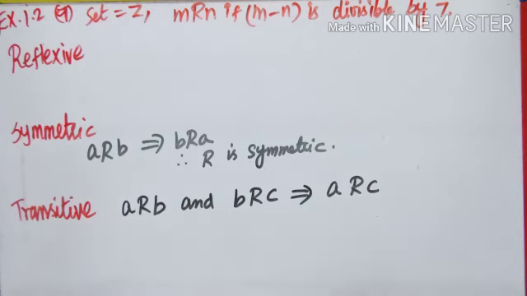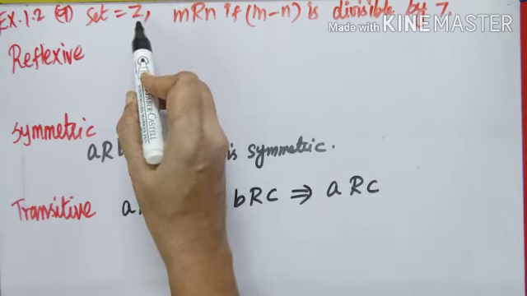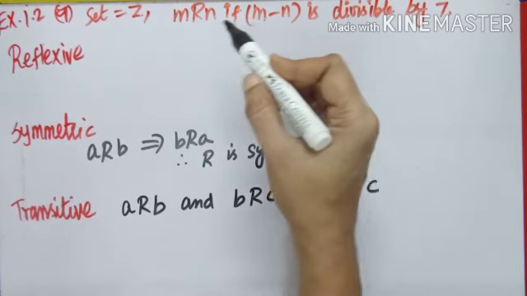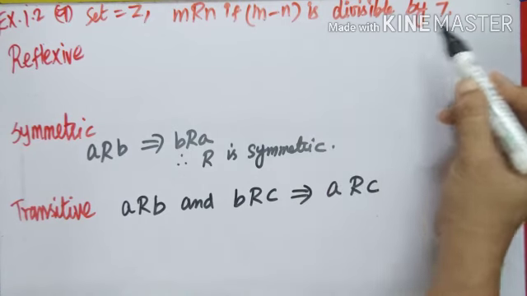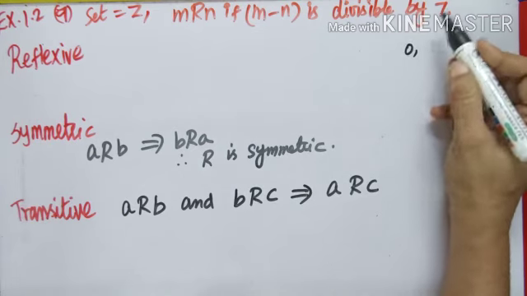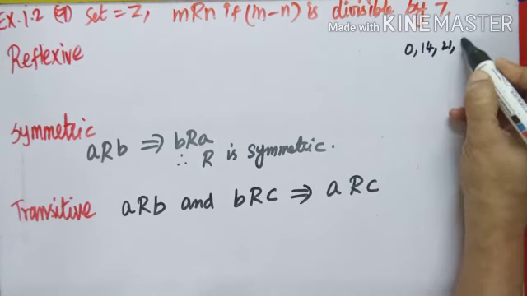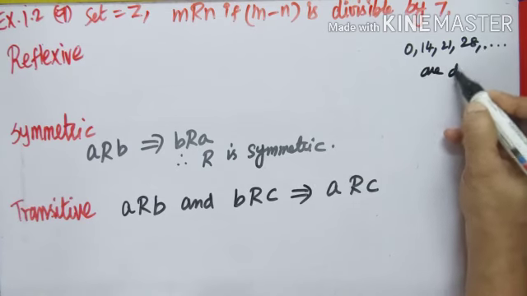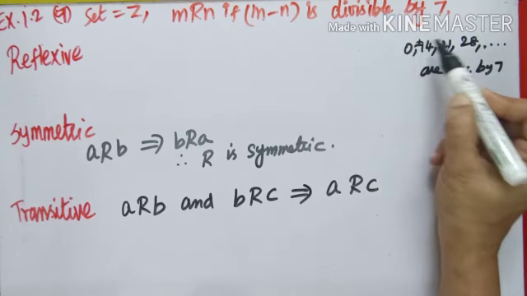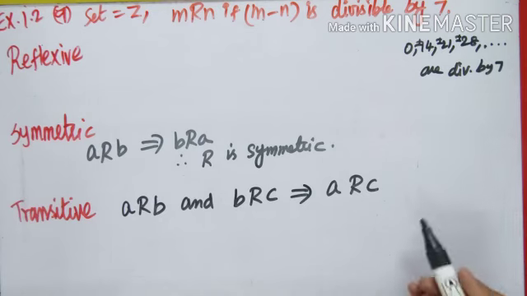Question number 9. The set of all integers. What do you mean by integers? Z we denote, and integers imply +1, -1, +2, -2, 0. So all the positive and negative numbers. And the relation is defined as m minus n is divisible by 7. What do you mean by divisible by 7? Say 0. All the 7 multiples I have to say 14, 21, 28 and so on are divisible by 7. Is only positive numbers? No. Even negative numbers are divisible by 7.